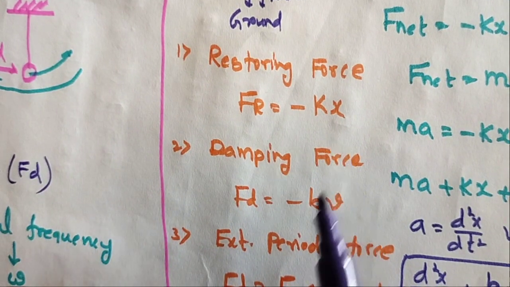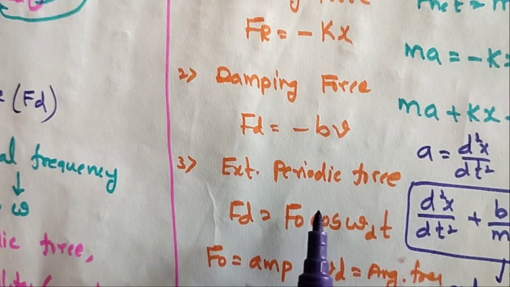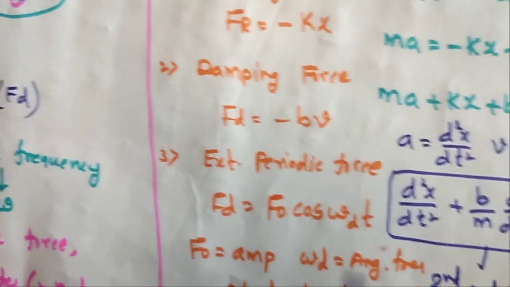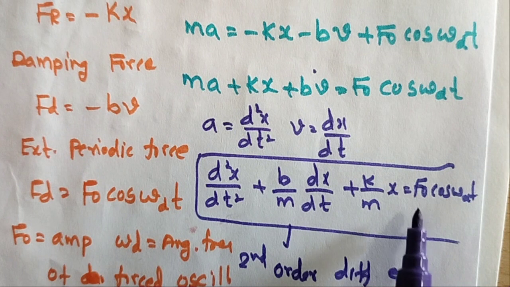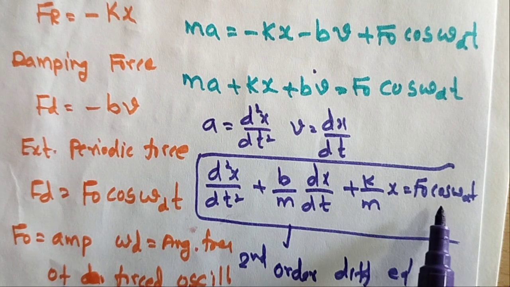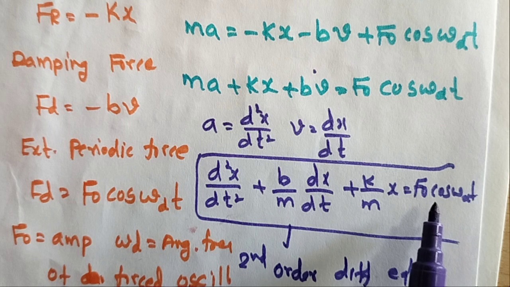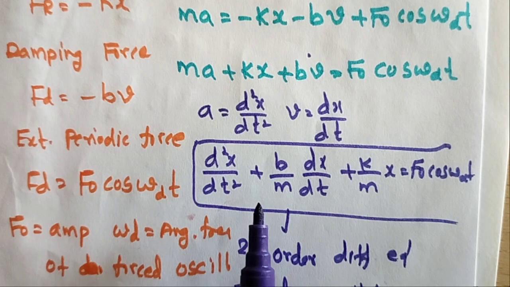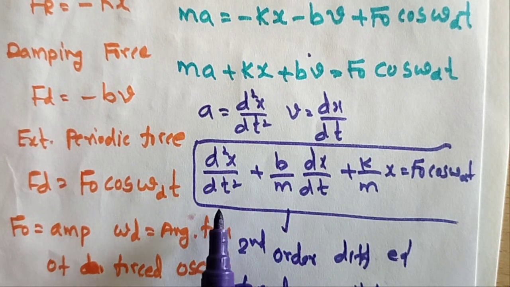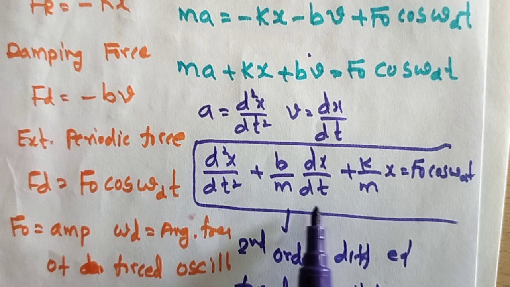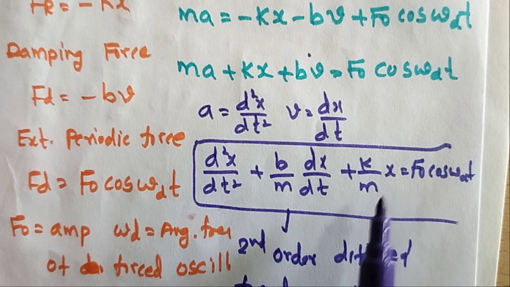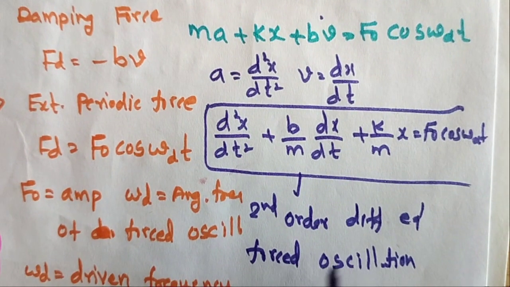So in the forced oscillation, what happens? Generally the restoring force and damping forces act, and additionally an external periodic force will be acting. So finally we get another extra term, F naught cos omega dt. Suppose this is 0, the external periodic force will be 0, and it gives the damped harmonic oscillator. So this is the mathematical equation of the forced oscillation, that is d square x by dt square plus b by m dx by dt plus k by m x is equal to F naught cos omega dt. This equation is called the second order differential equation of forced oscillation.